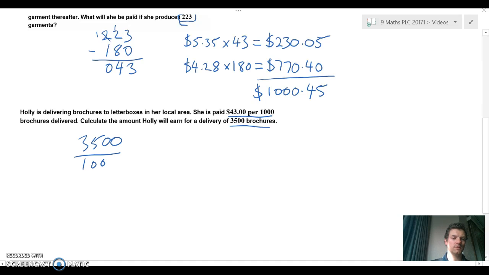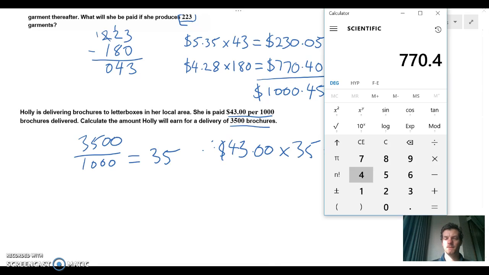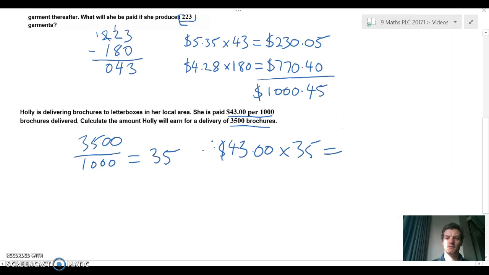So therefore, if we think about this, we've got the 3,500. She gets paid for every 1,000, so we divide it by 1,000, so 35. So therefore, we're going to have $43 multiplied by 35. We end up with $1,505. Which means Holly's going to get paid $1,505 for delivering the 3,500 brochures.